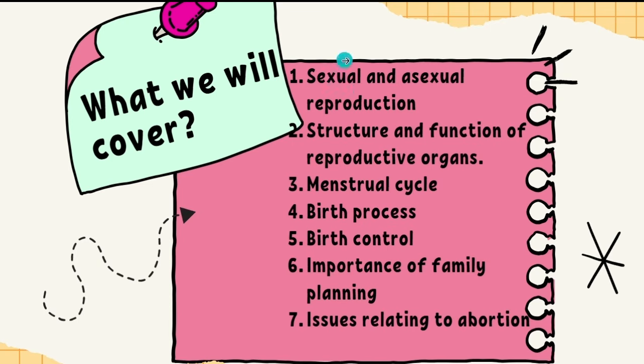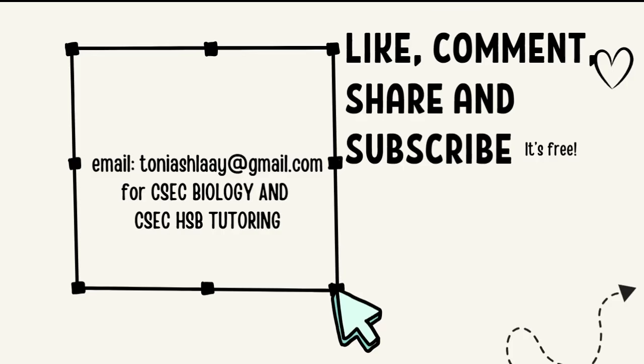So what you need to do is know about these things, know about the differences, the advantages and the disadvantages, the structure and the functions. Be able to explain the menstrual cycle, or if you're given a diagram, be able to interpret it. Know the birth process, the birth control, different methods of birth control, the importance of family planning, and then the issues relating to abortion, right? So these are all of the topics that we went through today.